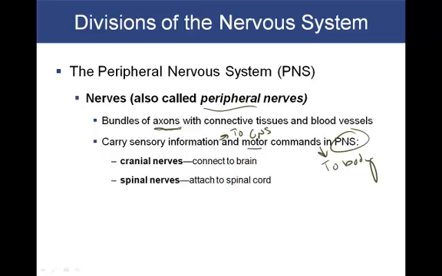Cranial nerves are those nerves that actually connect to the brain, and we'll look at these in lab. There are 12. And spinal nerves are nerves that are attached to the spinal cord.